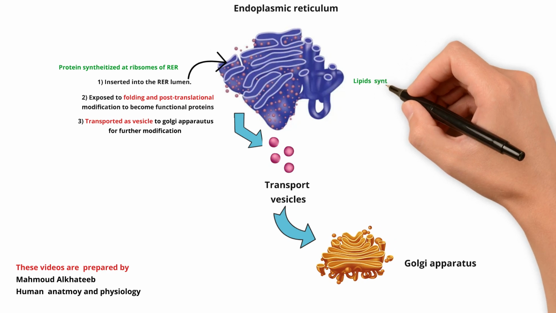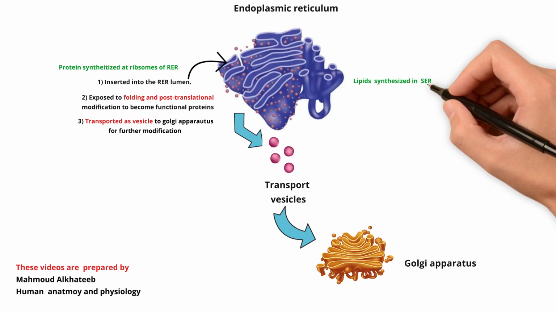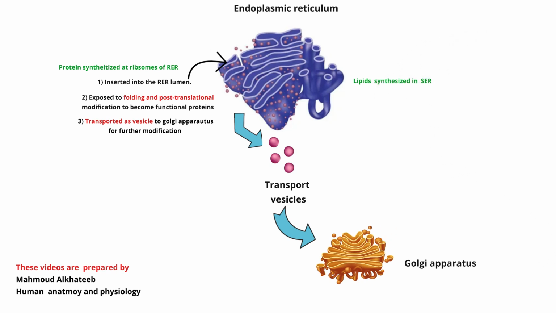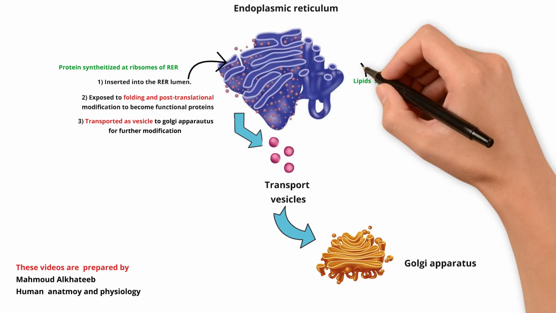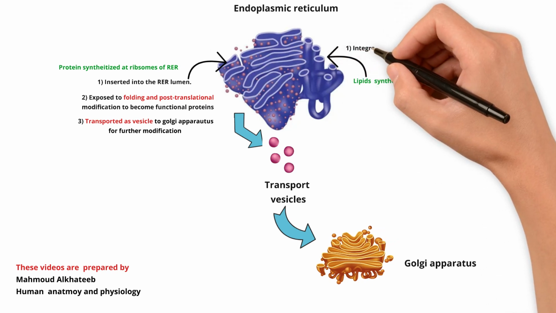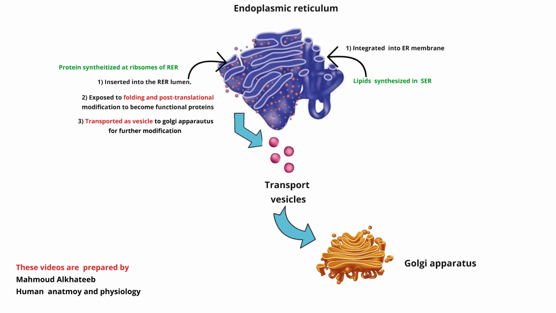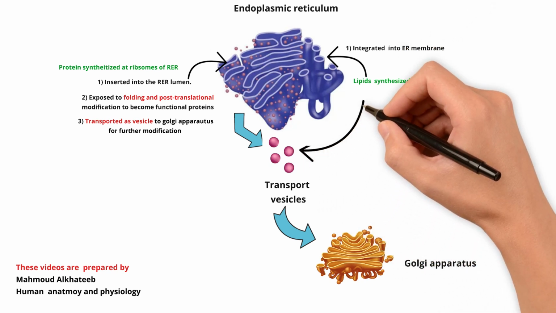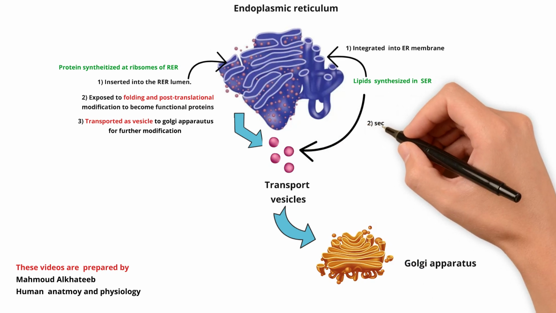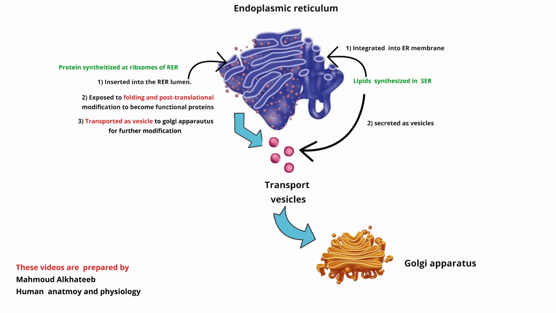Meanwhile, the phospholipids, cholesterol, and triglycerides that are synthesized in the smooth endoplasmic reticulum have two fates. First, these lipids can be integrated into the endoplasmic reticulum membrane. Second, like proteins, lipids synthesized in the smooth endoplasmic reticulum are packed into transport vesicles and sent to the Golgi apparatus for further modification before being directed to cell membranes and mitochondria, or secreted as hormones.